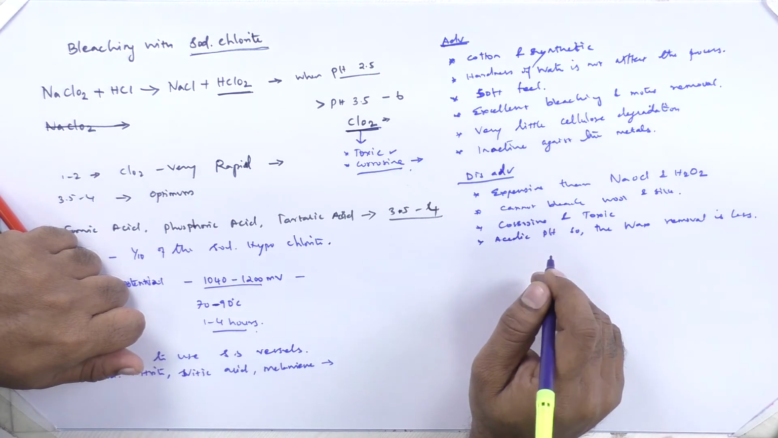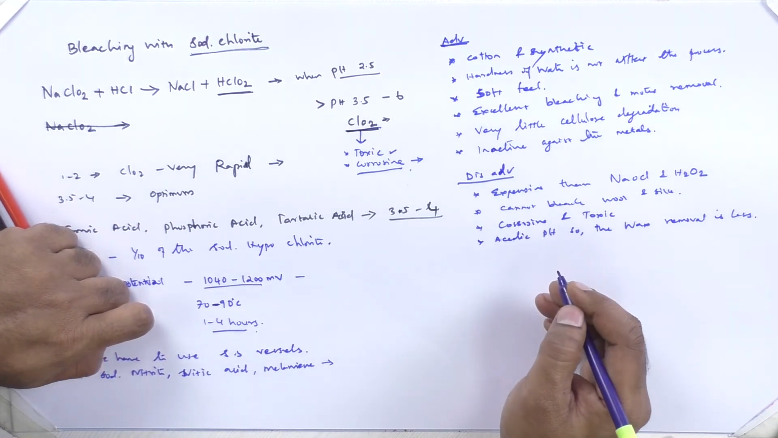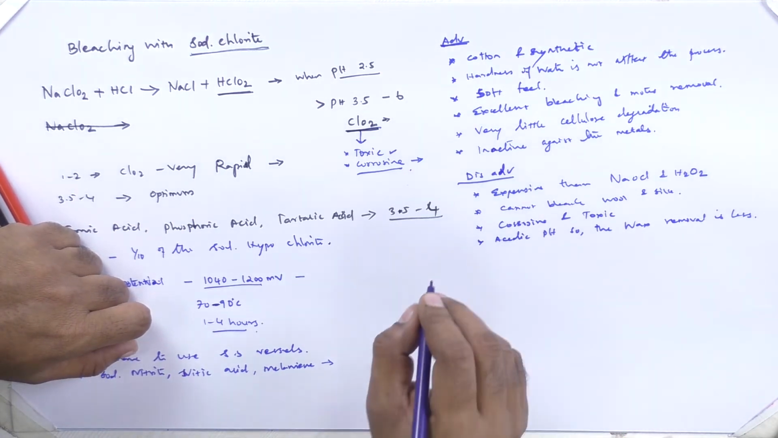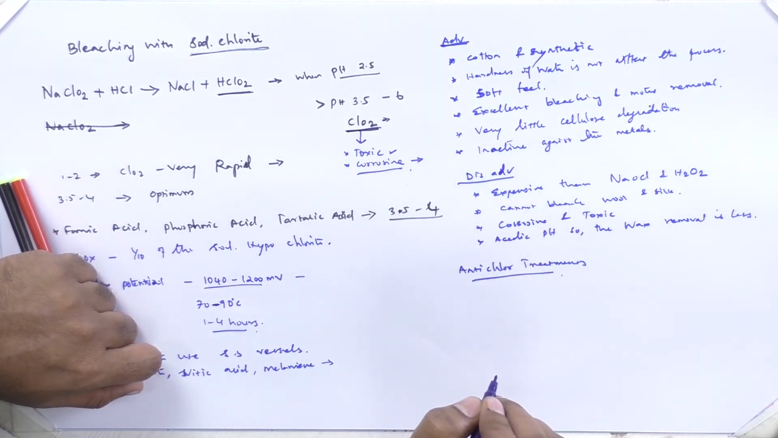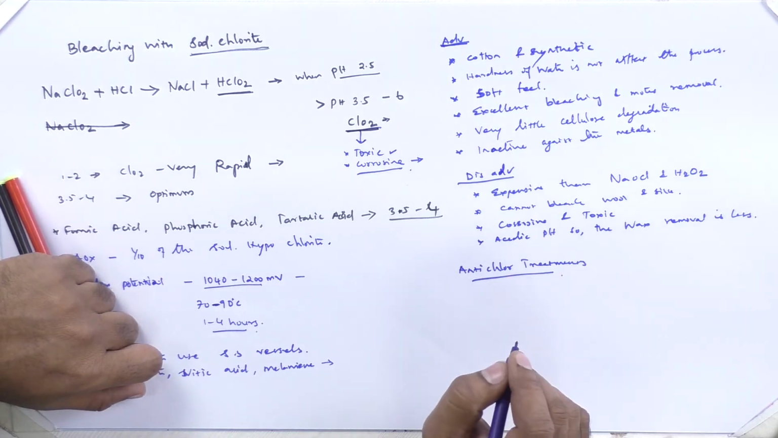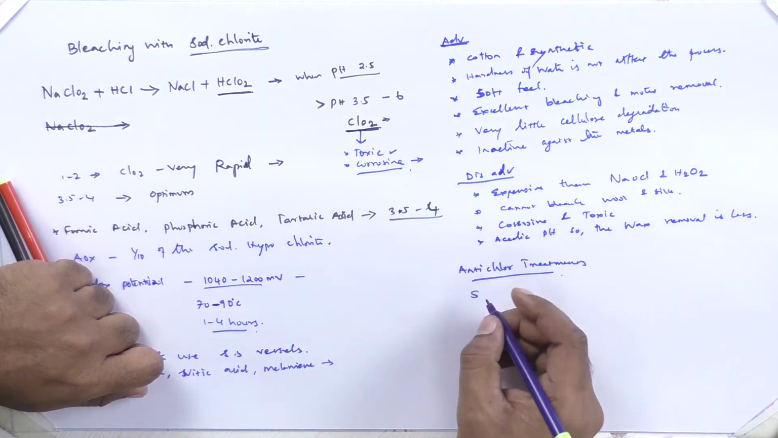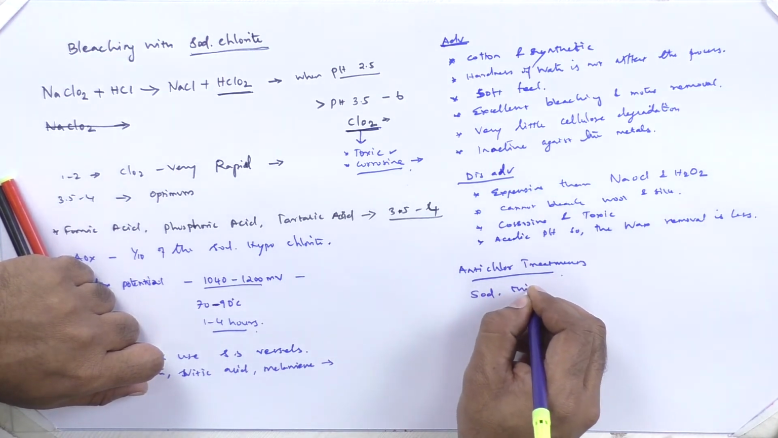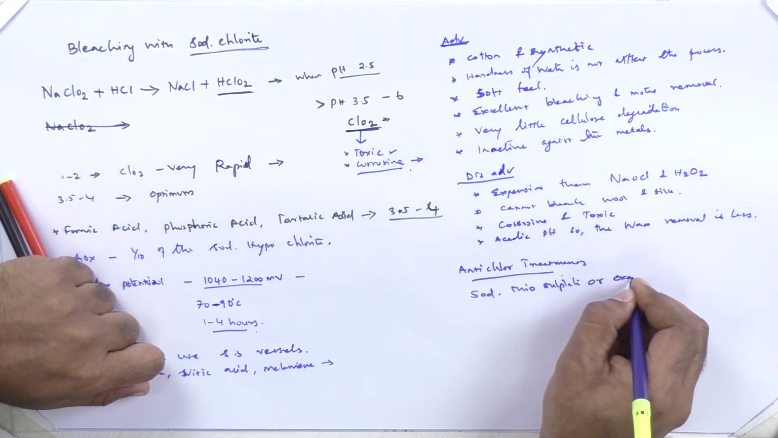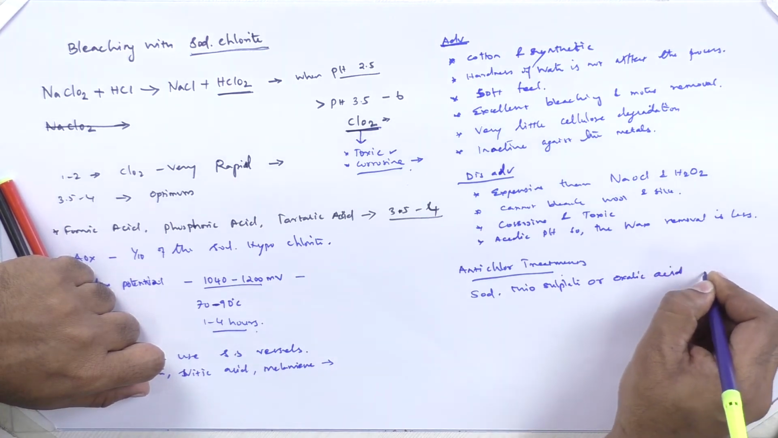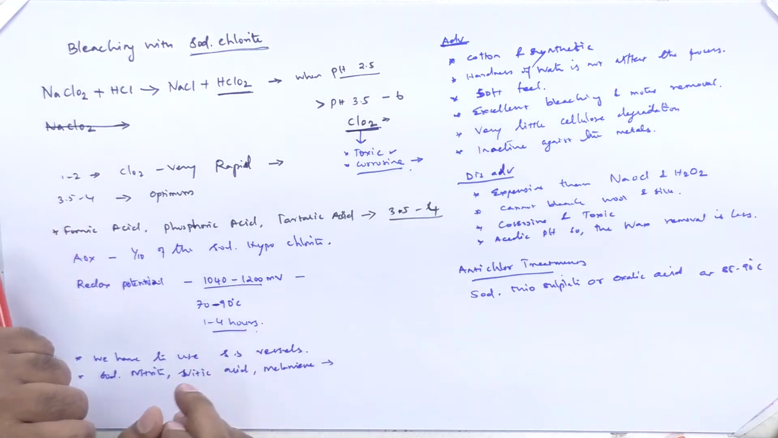For sodium hypochlorite and sodium chlorite, we need anti-chlor treatment before dyeing the fabric. The main objective of anti-chlor treatment is to remove the residual chlorine present in the cotton fabric. For anti-chlor treatment, we can use sodium thiosulfate or oxalic acid at 85 to 90 degrees Celsius for 1 hour.